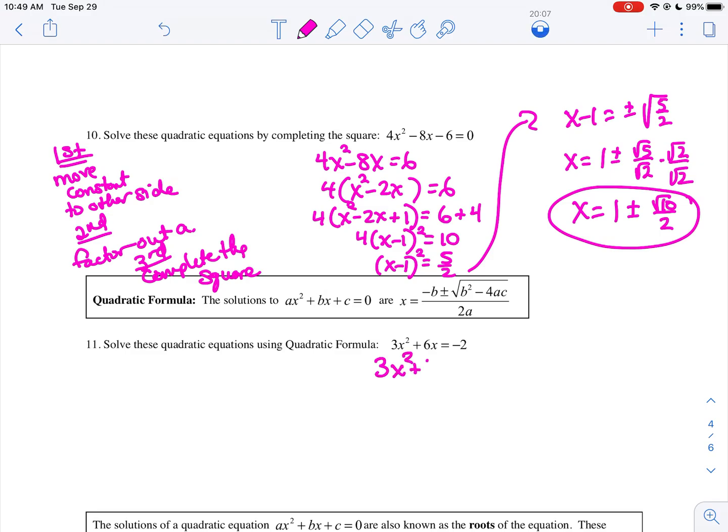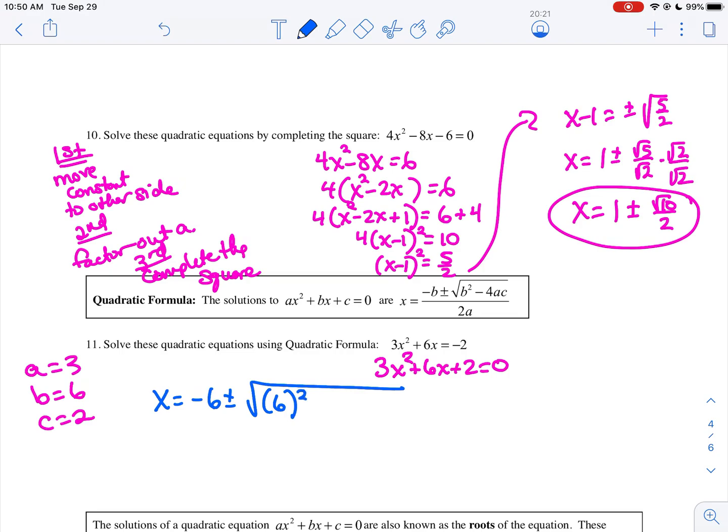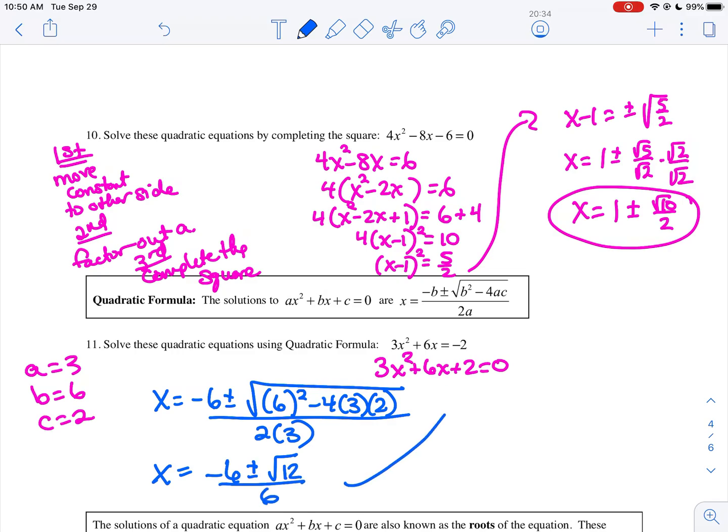All right, so here we go. You have to get everything on one side equal to 0. So a is 3, b is 6, c is 2. So x equals negative b plus or minus square root b squared minus 4ac all over 2a. So this is x equals negative 6 plus or minus square root 12 over 6. All right, now we do simplify our square roots. So square root of 12 is 2 square root 3.